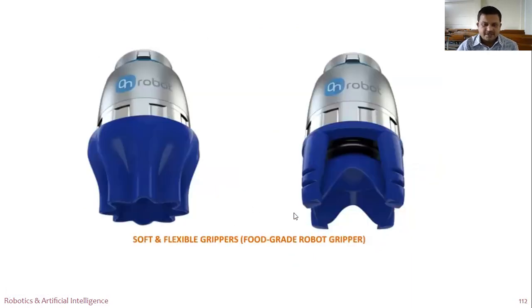Then soft and flexible gripper. See that this is a soft and flexible gripper. This is used in food industries. Food grade robot gripper.